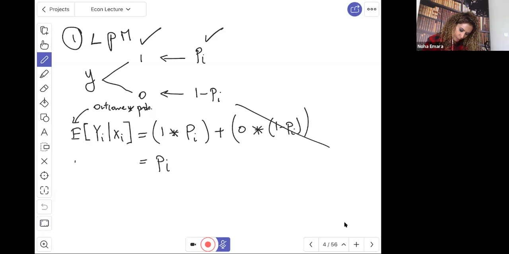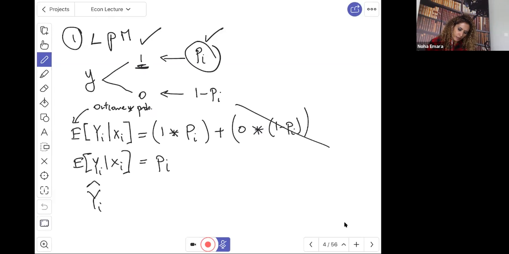In other words, the expectation of yi given xi is simply the probability that y appears to be equal to 1 in my data set. So this actually makes our life easy, okay? In other words, the yi hat is equal to this expectation. Let me keep the same notation because I don't want to keep changing. So yi hat is the expectation of yi given xi, which is simply equal to the probability pi.